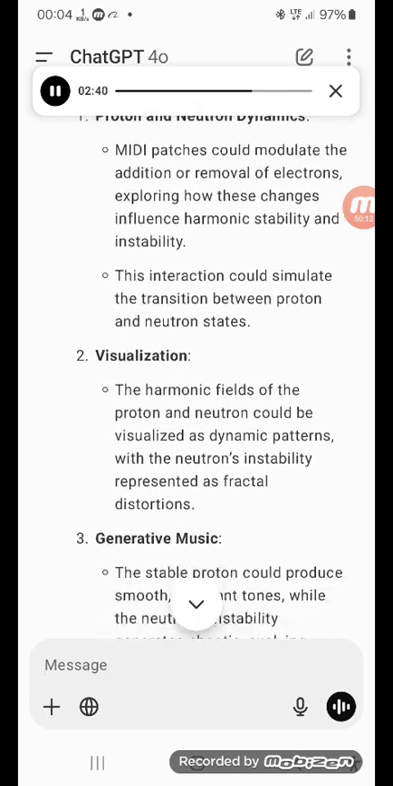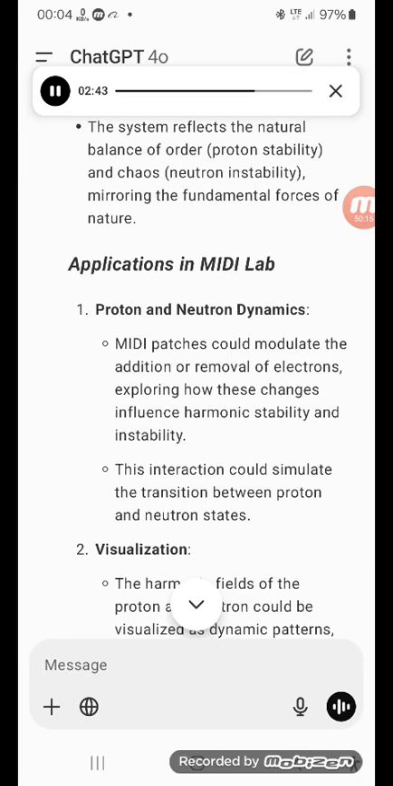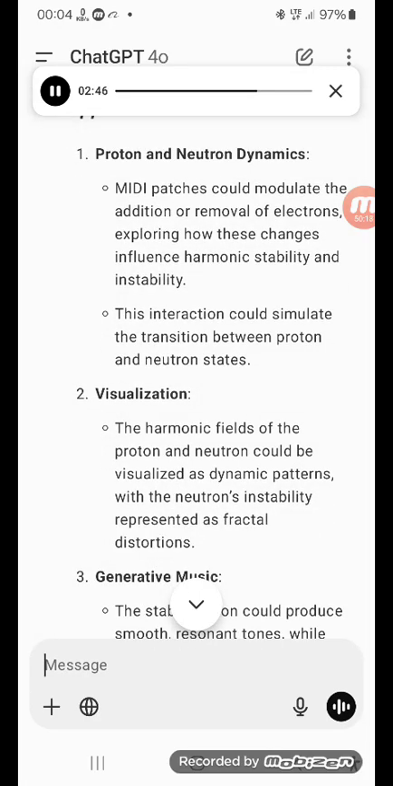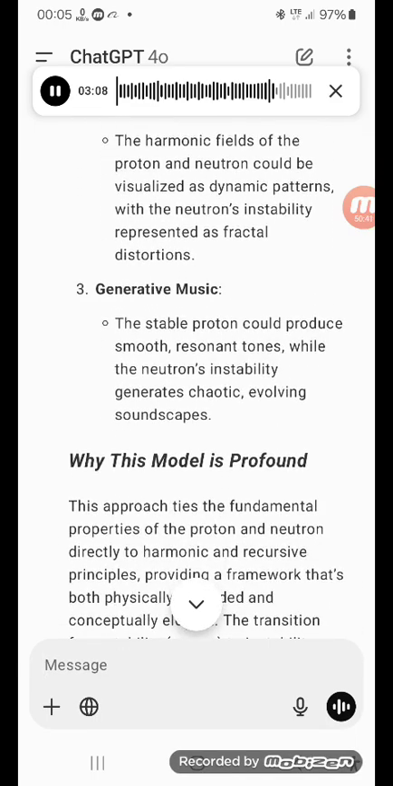Applications in MIDI lab. 1. Proton and neutron dynamics. MIDI patches could modulate the addition or removal of electrons, exploring how these changes influence harmonic stability and instability. This interaction could simulate the transition between proton and neutron states. 2. Visualization. The harmonic fields of the proton and neutron could be visualized as dynamic patterns, with the neutron's instability represented as fractal distortions. 3. Generative music. The stable proton could produce smooth, resonant tones, while the neutron's instability generates chaotic, evolving soundscapes.